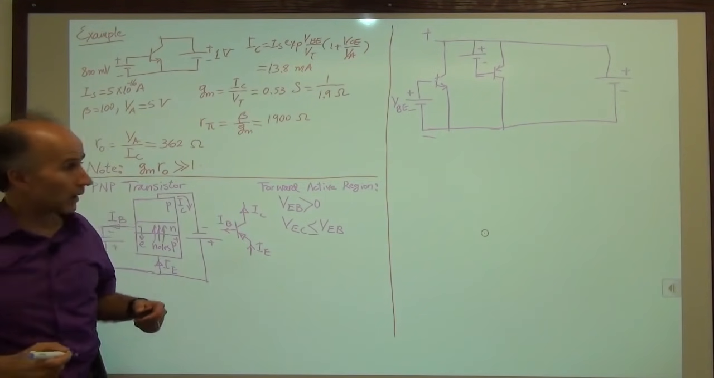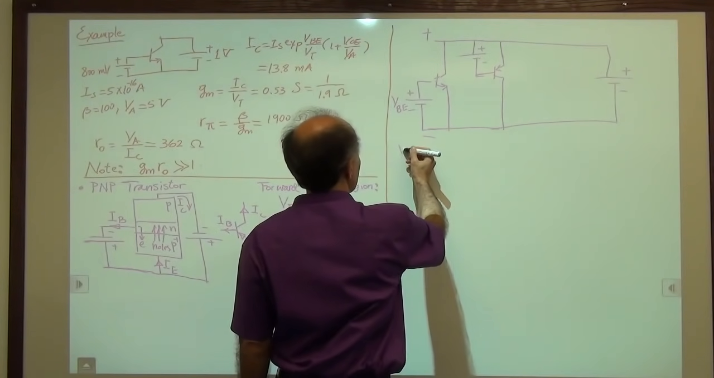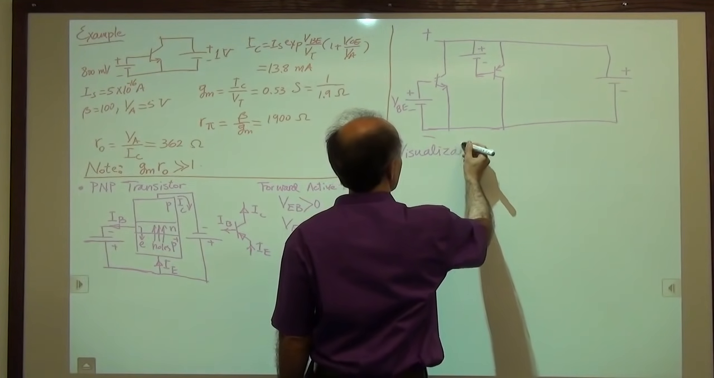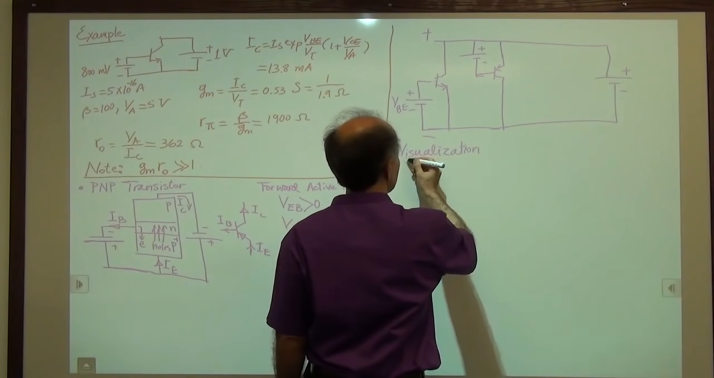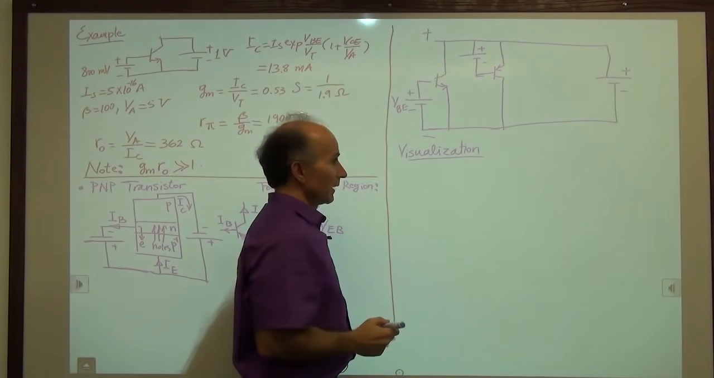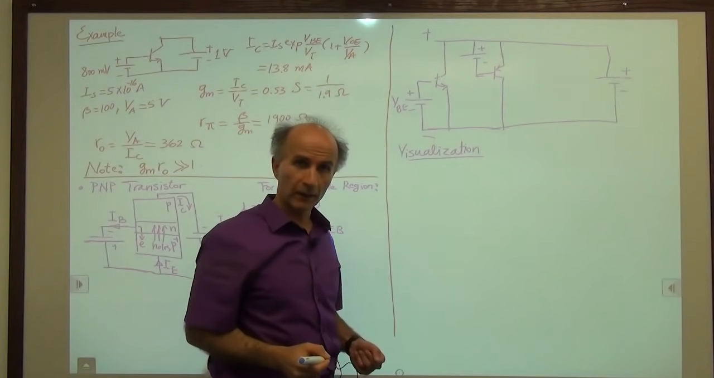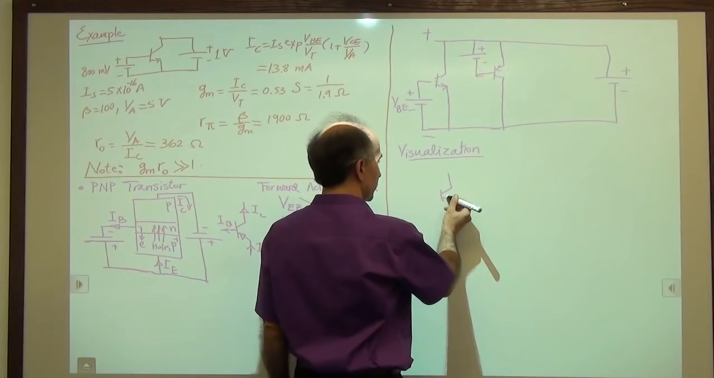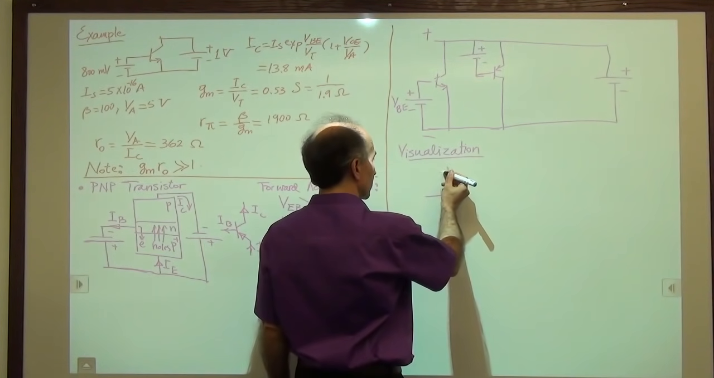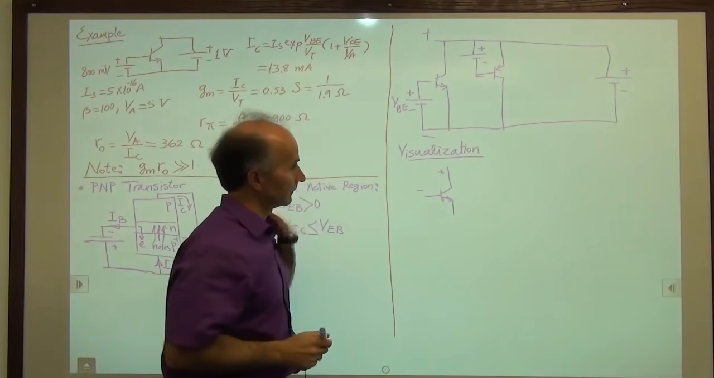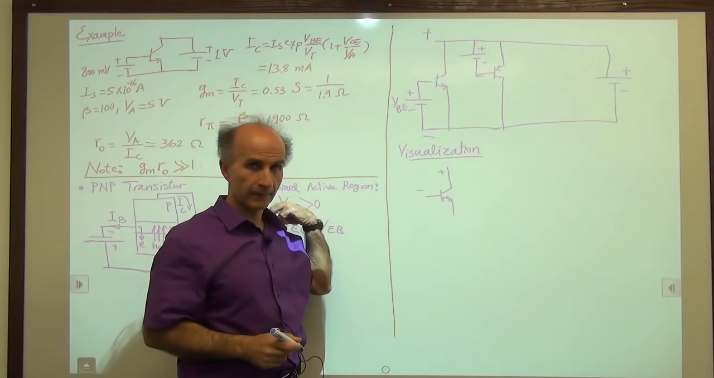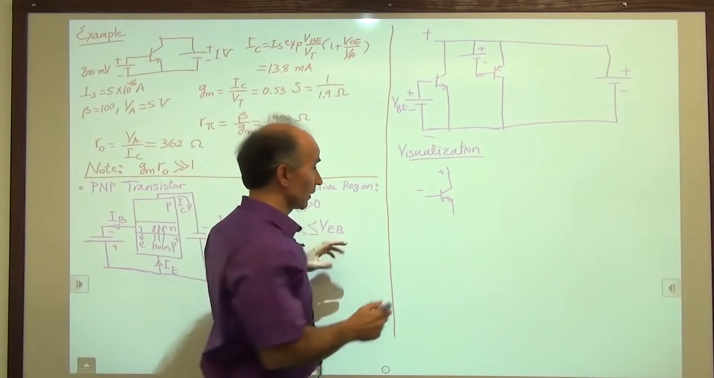Okay, one quick note. This is what I call a visualization of how these devices operate. So let's draw the NPN device, which is more familiar, in three regions of operation. So NPN device, plus minus. Plus minus means the collector is more positive than the base. Which region of operation are we in? We are in the forward active region. So I'll just write active.